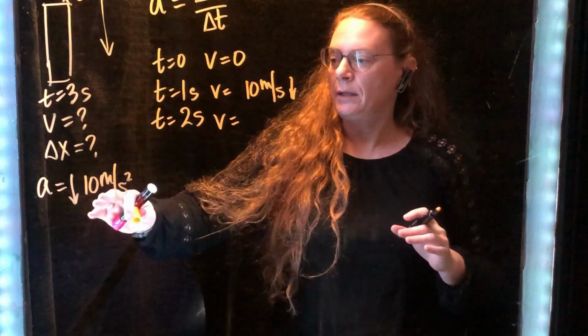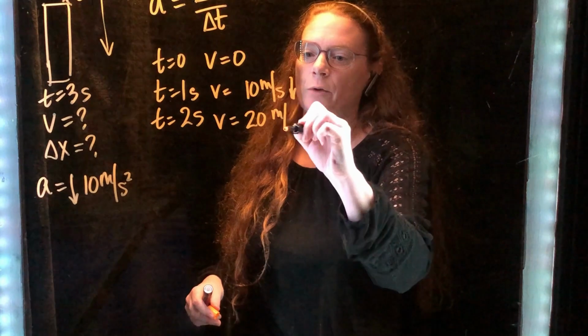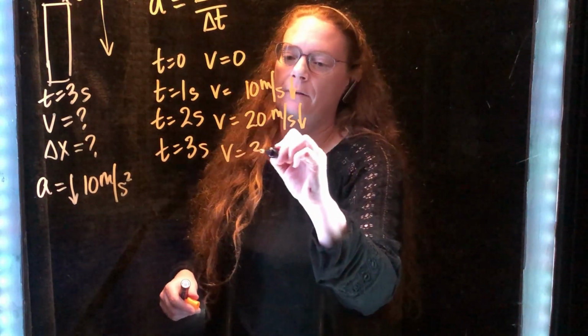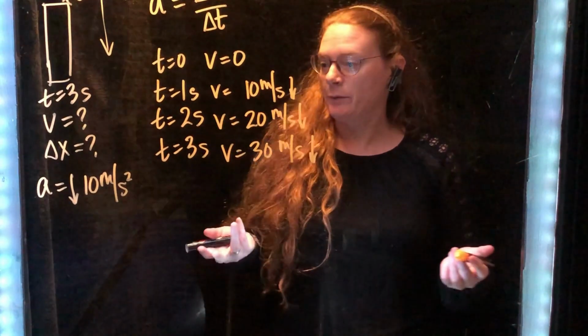At 2 seconds, how fast is it going? Well, again, it changes by 10 meters per second every second. So here we've got 20 meters per second downward. At 3 seconds, we're going 30 meters per second downward. And that's the first part of the question. How fast was it going?